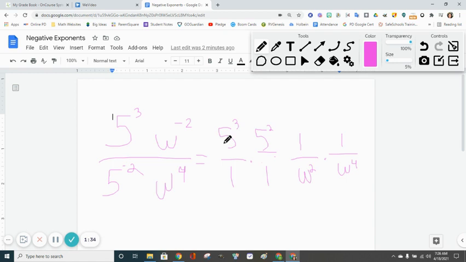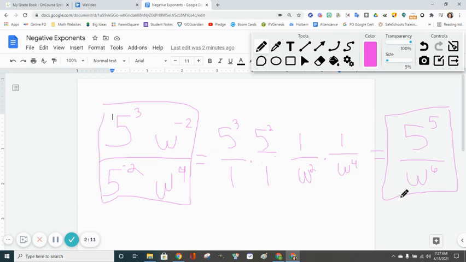On my numerator, I have 5 to the third times 5 squared times 1, and that is just 5 to the 5th power, because the product of powers property says to add my exponents. On my denominator, I have 1 times w squared times w to the 4th. And again, the product of powers property says add the exponents. So my problem simplifies to 5 to the 5th over w to the 6th.